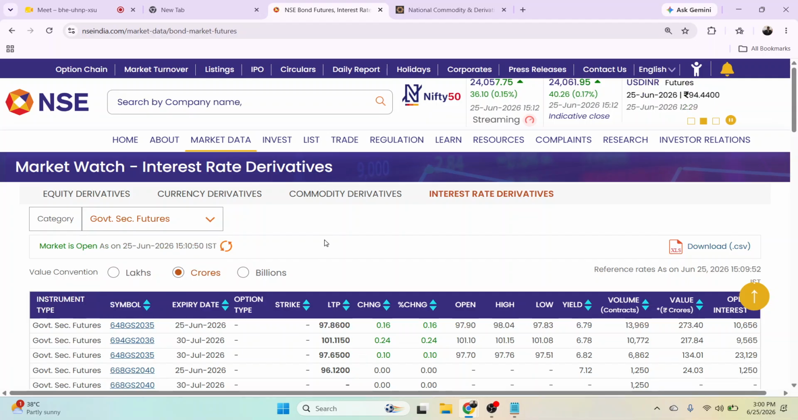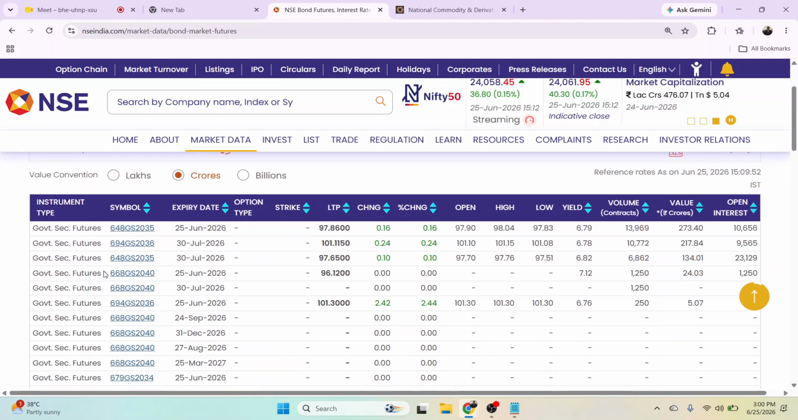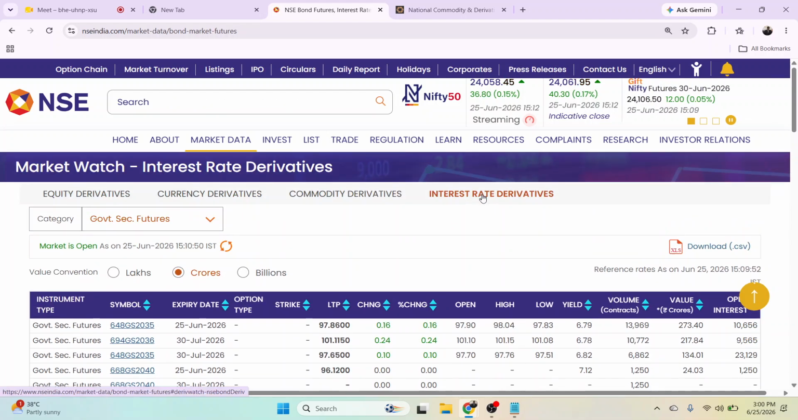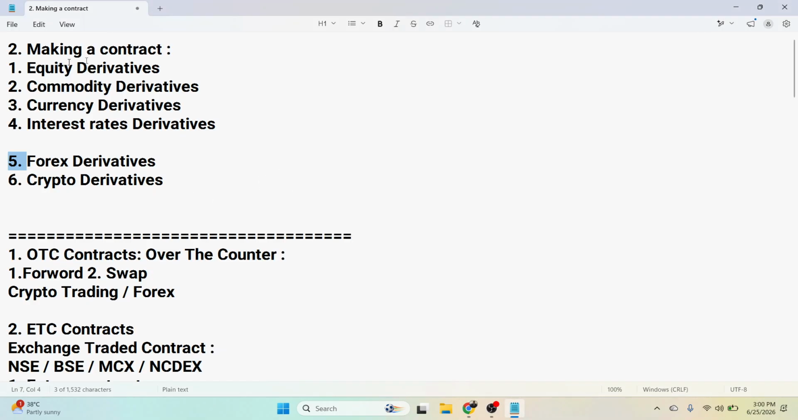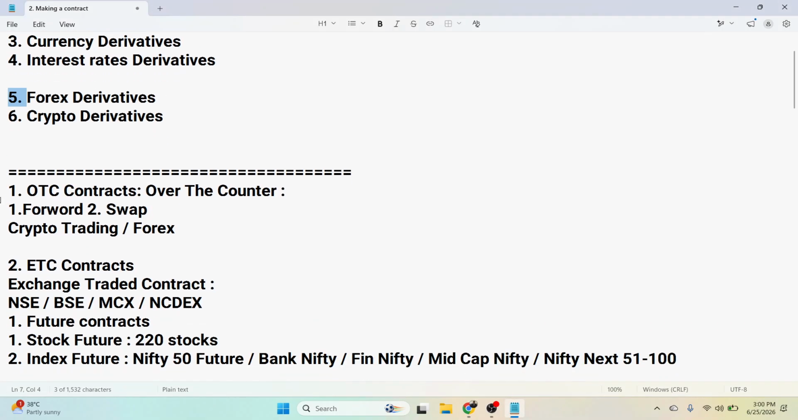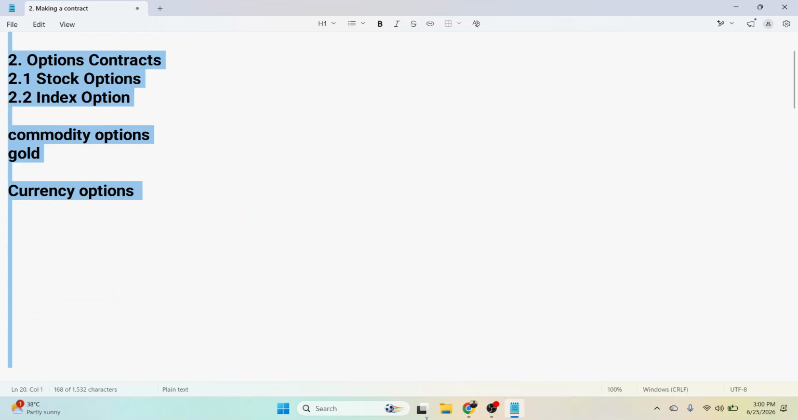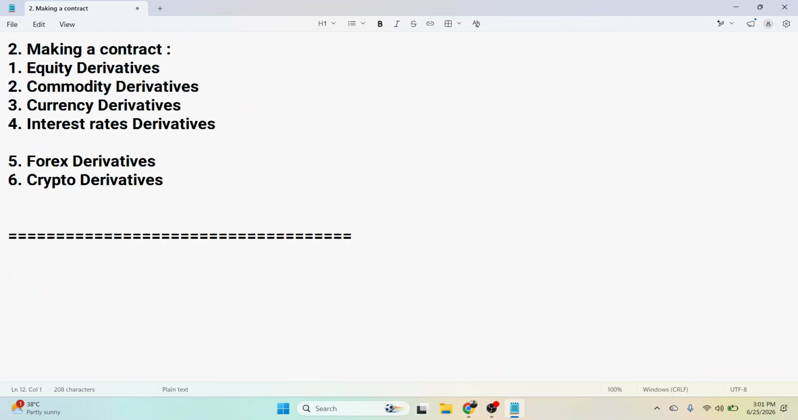Right now these contracts do not have much liquidity. We have very limited liquidity in these contracts. So normally we don't go for this; we only go for commodity and equity derivatives. As I've told you, there are two main segments in the equity market: one is the future contract and the other is the option contract. Now I'm going to cover the future contract.